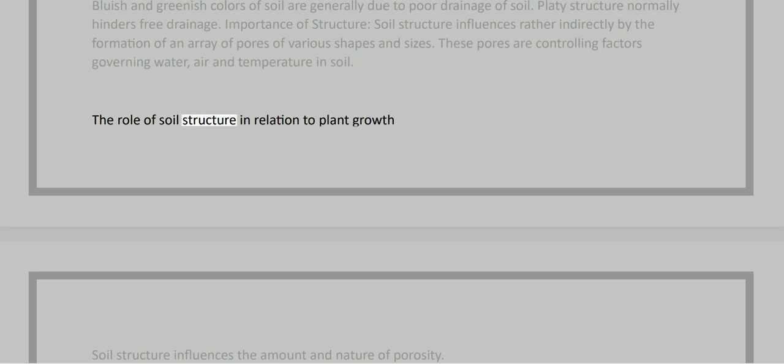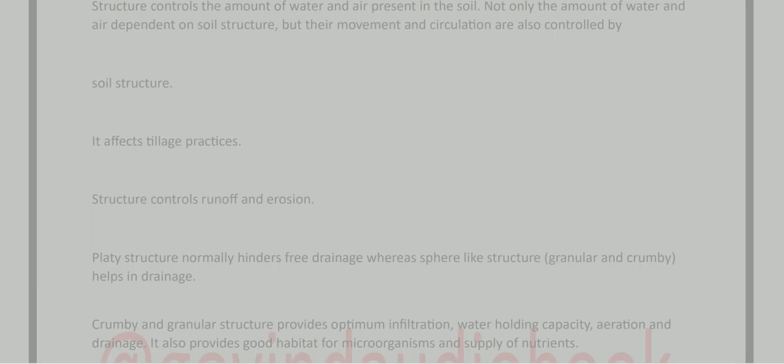The role of soil structure in relation to plant growth. Soil structure influences the amount and nature of porosity. Structure controls the amount of water and air present in the soil. Not only the amount of water and air is dependent on soil structure, but their movement and circulation are also controlled by soil structure. It affects tillage practices. Structure controls runoff and erosion. Platy structure normally hinders free drainage, whereas sphere-like structure, granular and crumby, helps in drainage. Crumby and granular structure provides optimum infiltration, water holding capacity, aeration and drainage. It also provides good habitat for microorganisms and supply of nutrients.